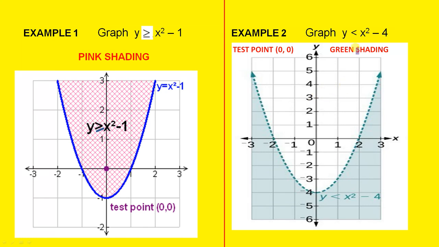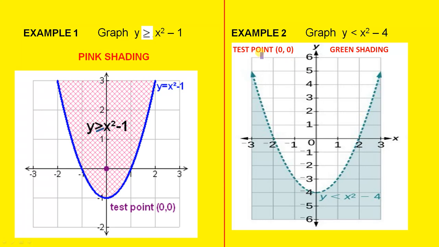The next example, y is less than x squared minus 4. So the first thing we do is we graph y equals x squared minus 4, and we get this dotted line here. Now the reason it's a dotted line, because that's a less than. There's no equal sign. When there is no equal sign, the parabola you draw is dotted.